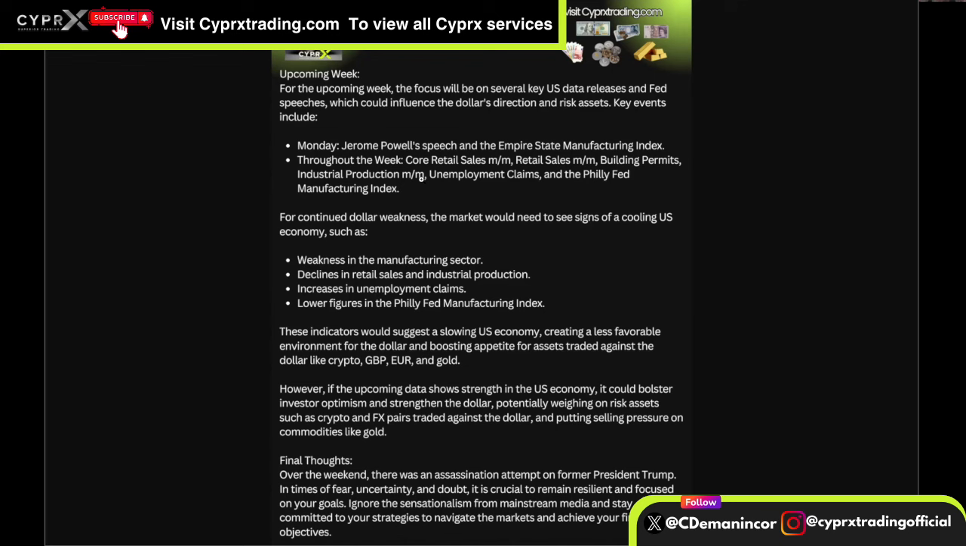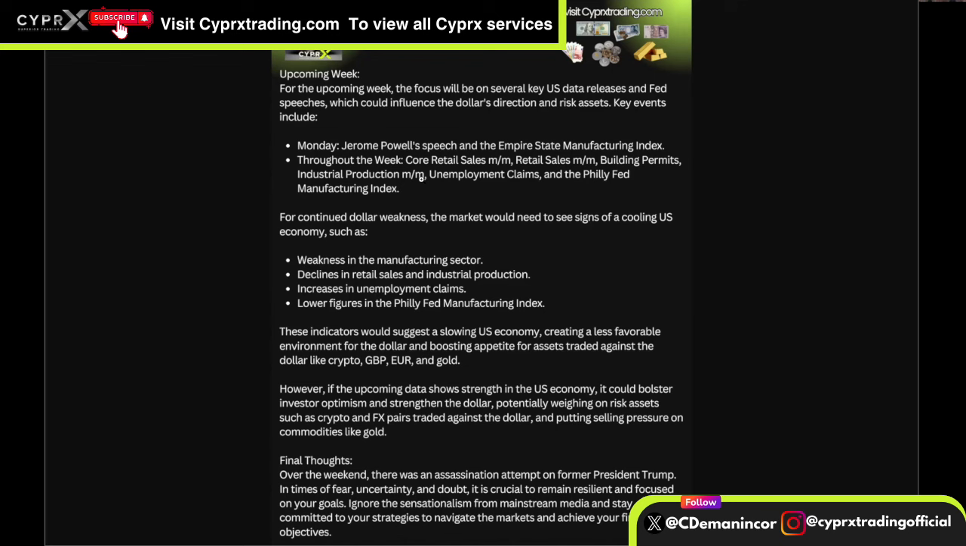For continued dollar weakness, the market would need to see signs of continued cooling in the US economy, such as weakness in the manufacturing sector, declines in retail sales and industrial production, increases in unemployment claims, and lower figures in the Philly Fed Manufacturing Index. Now, obviously, this would create that one-sided volatility scenario where we see continued sell pressure on the dollar, but none of this is guaranteed. This is just ideal.